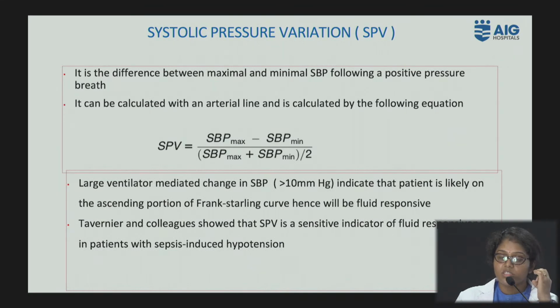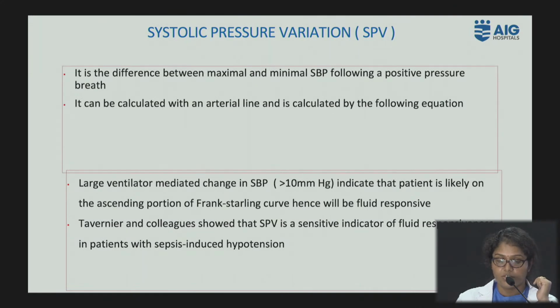If there is more than 10% change in the SBP, it indicates that the patient is on the ascending portion of the Frank-Starling curve, and hence is a fluid responsive patient. Ravinier and his colleagues showed that SPV is a sensitive indicator of fluid responsiveness in patients with sepsis-induced hypotension.